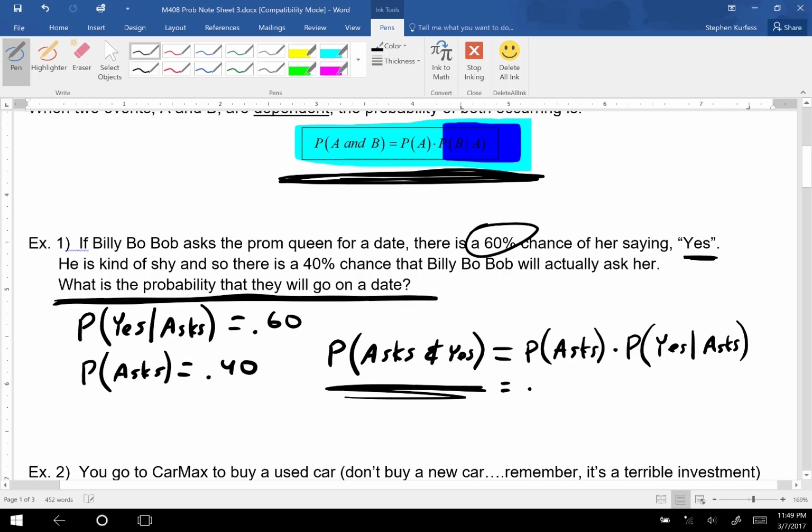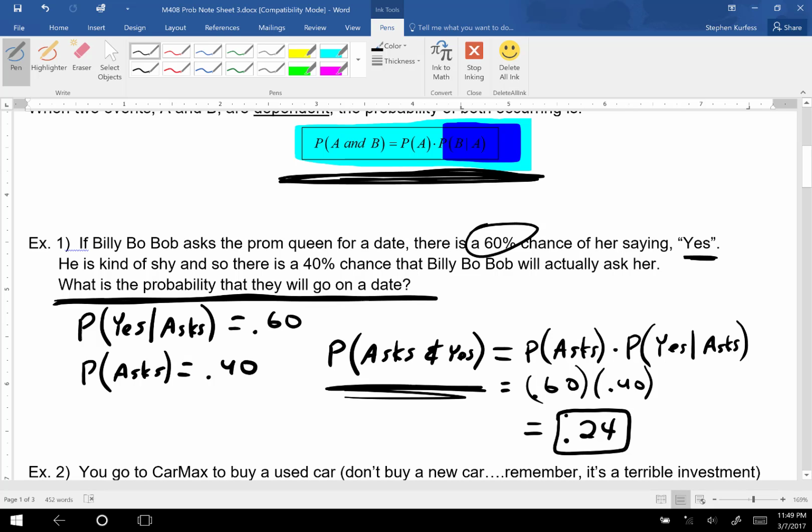Okay? And so we have that information now, so it's basically 0.60 times 0.40. So my answer to this problem is 0.24. Okay, does that make sense? So I think it's got to be lower than the 60% or the 40% chance, right?